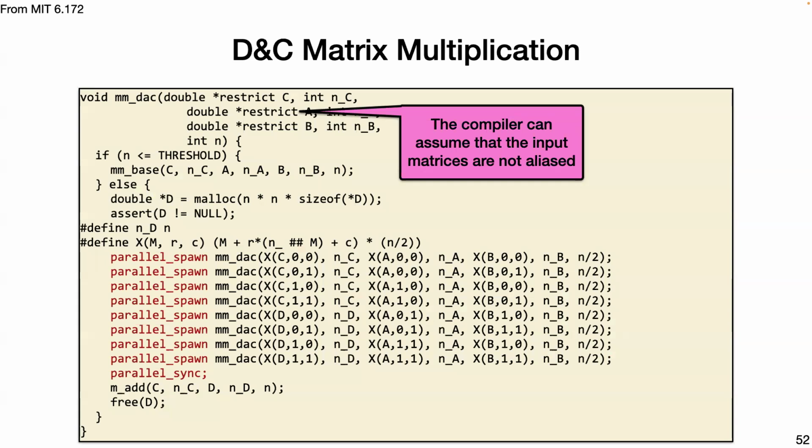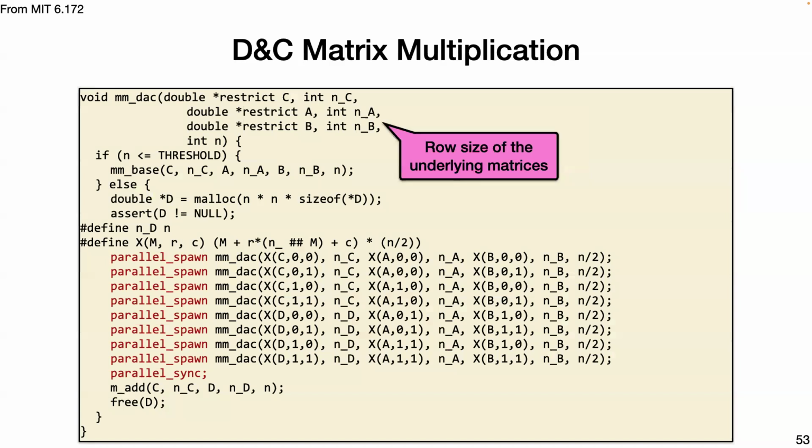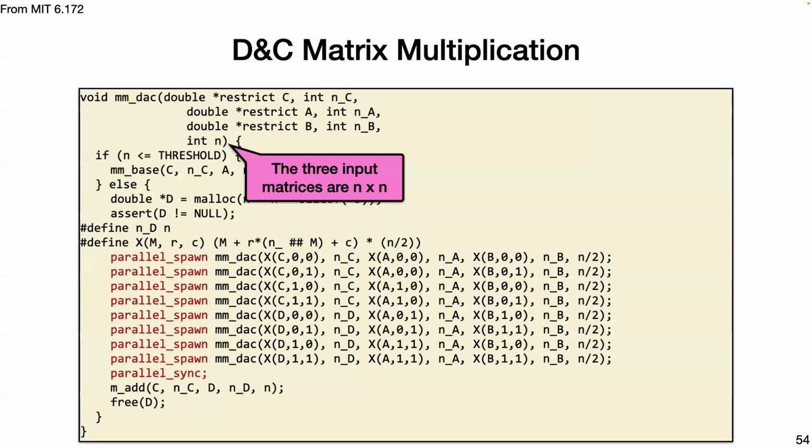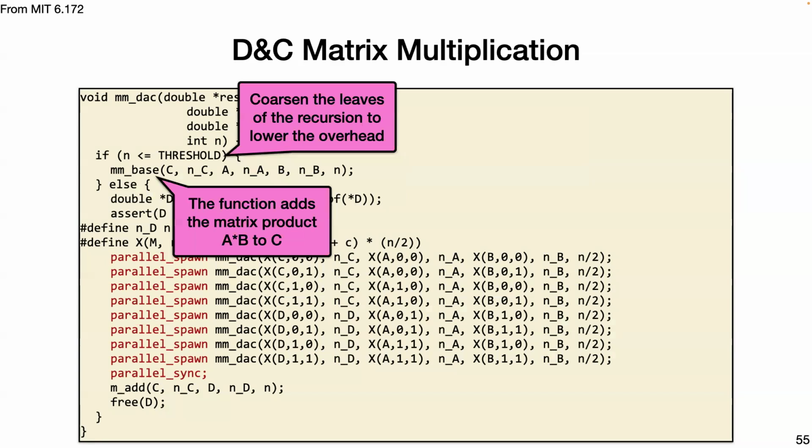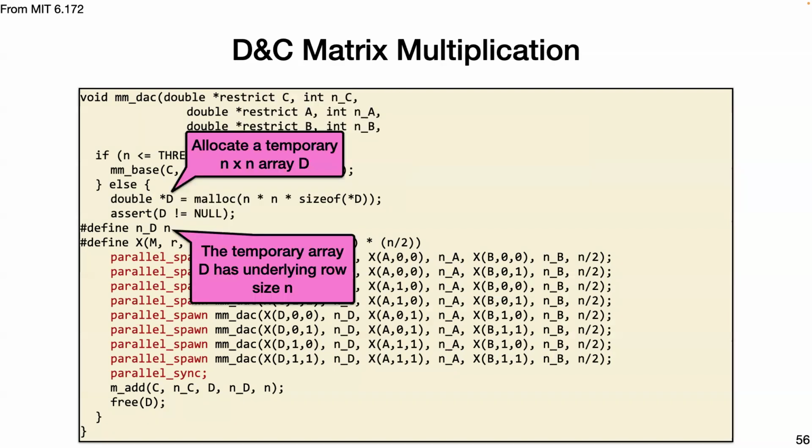Restrict just means that it's telling the compiler that the matrices are not in the same location in memory. And those are just the parameters, n sub c, n sub a, n sub b, which are the dimensions of your matrix. We're assuming that they're square, just n by n. And there's a base case, which is below some threshold. You do the serial base case, like the 3 loops.